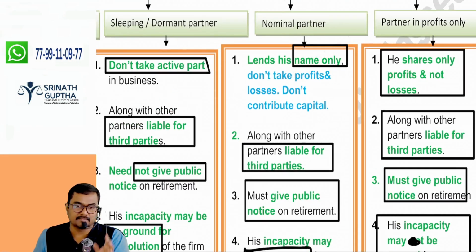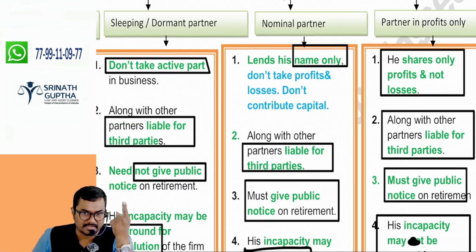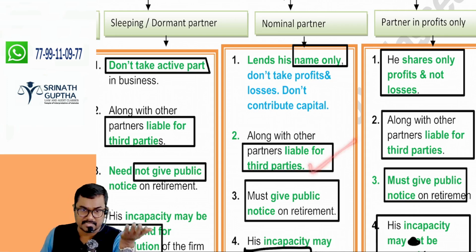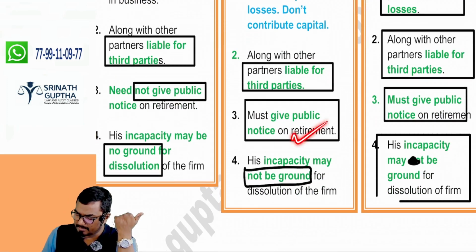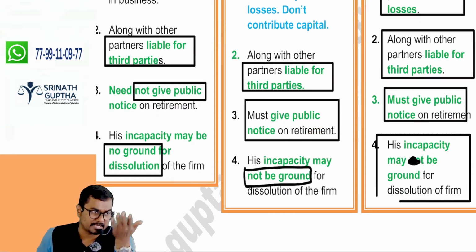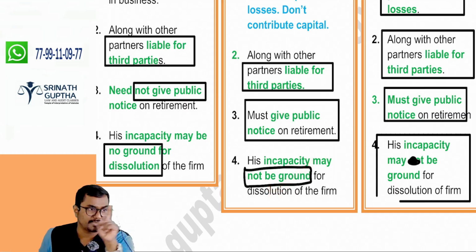Nominal partner, he gives only name and fame. He will not give the capital, he will not take the profits. We will take only his name, fame, brand name. He is liable to third parties because of him only customers are coming, and he must give public notice of his retirement because of him only the public is coming to the shop. And his incapacity may not be a reason for dissolution because we need only his name and fame, but not his day-to-day activities.